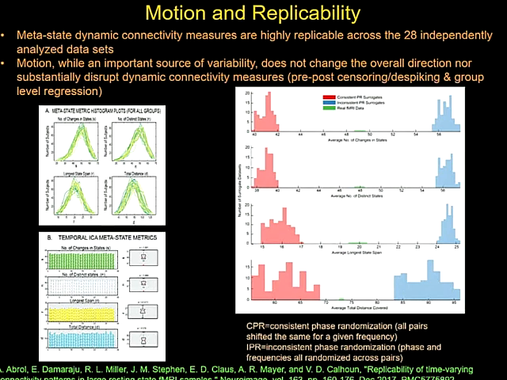And if we disrupt the phase, either using a consistent or inconsistent phase randomization approach, the distributions separate really completely from the actual value in the fMRI data, suggesting the ordering is very important for these kinds of measures, as you would expect.